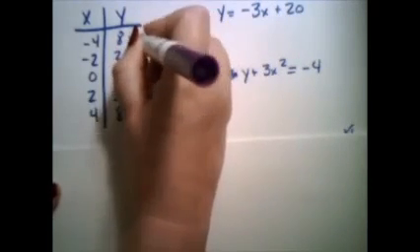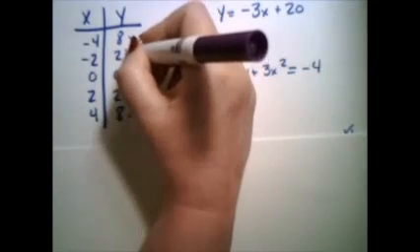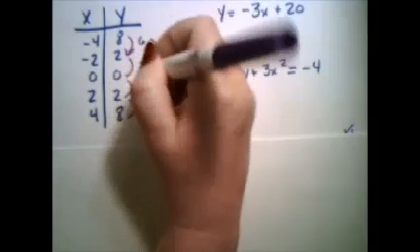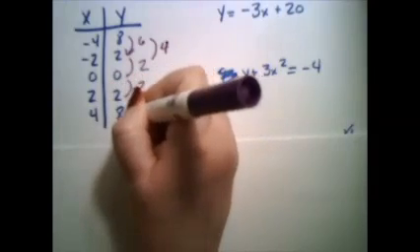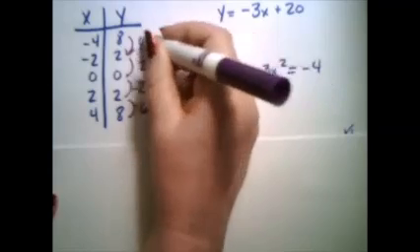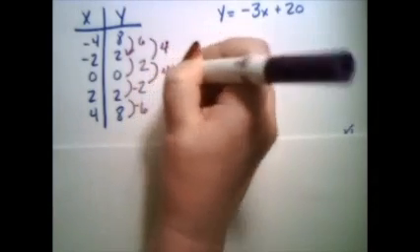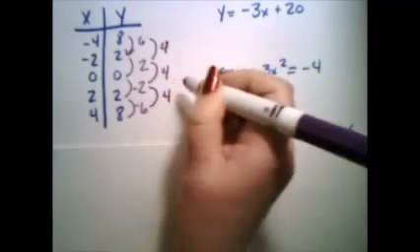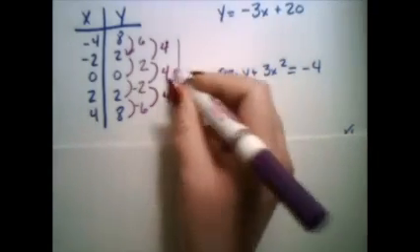So the difference here is 6, the difference here is 2: 8 minus 2 is 6, 2 minus 0 is 2, 0 minus 2 is negative 2, and 2 minus 8 is negative 6. So 6 minus 2 is 4. 2 minus negative 2, that's 4. Negative 2 minus negative 6 is 4. So here's our common difference. So the answer to this is yes, and the common difference is 4.